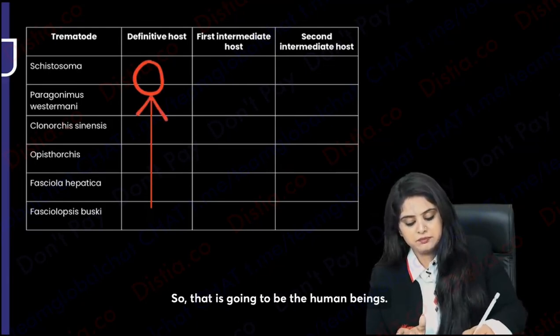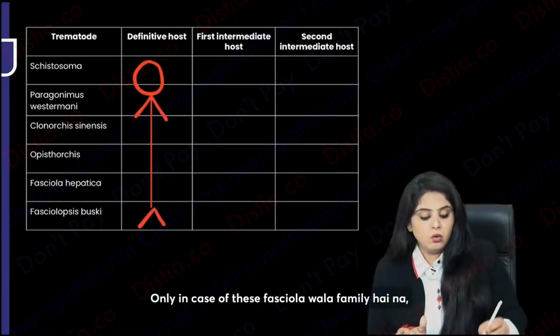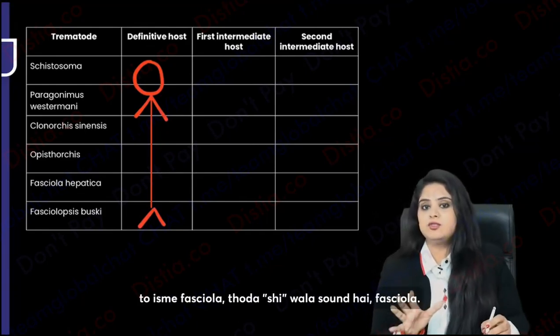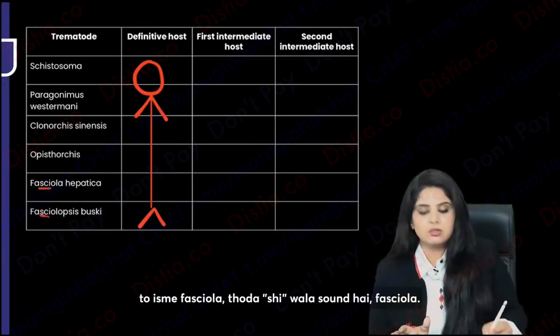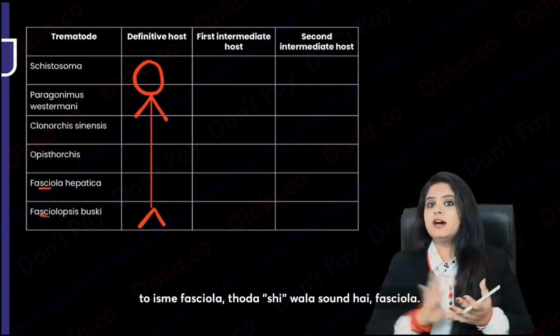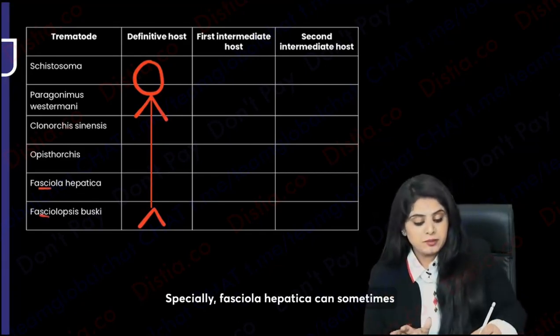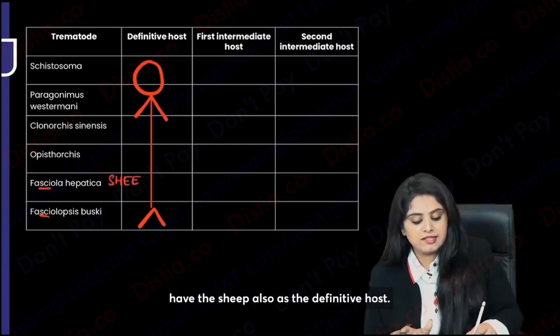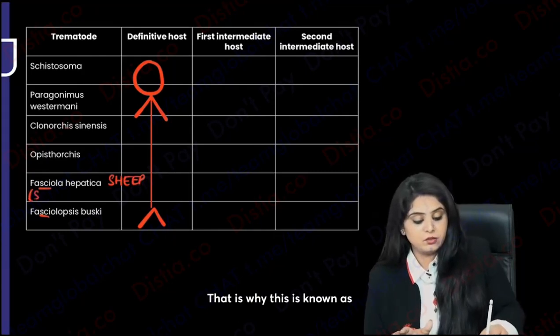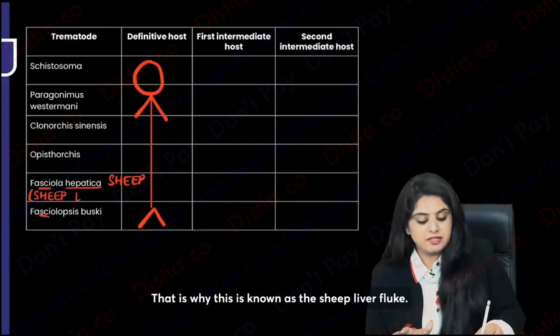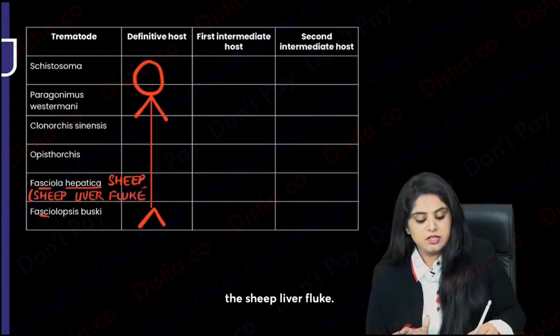So that is going to be the human beings. Only in case of the Fasciola family, there is a bit of a sheep sound in Fasciola. Especially Fasciola hepatica can sometimes have the sheep also as the definitive host. That is why this is known as Fasciola for sheep and hepatica for liver. That is the reason it is called the sheep liver fluke.